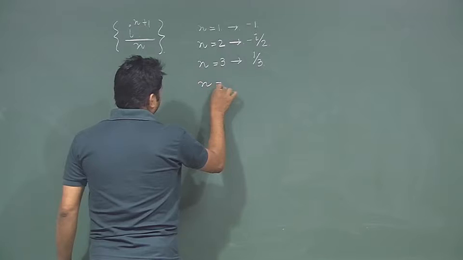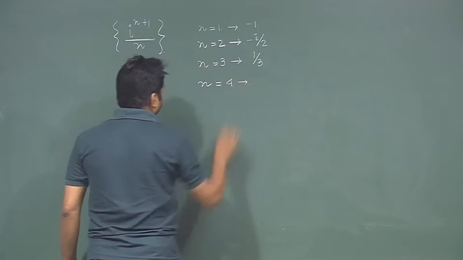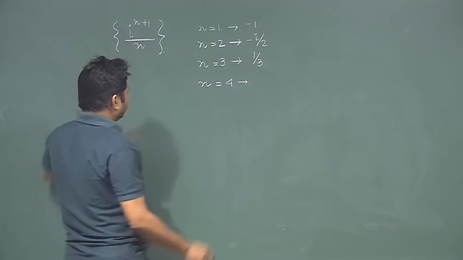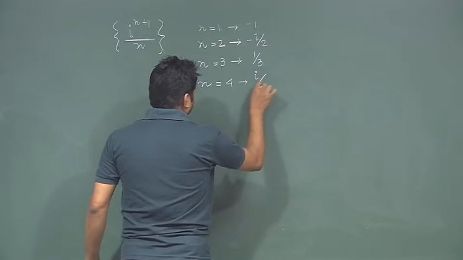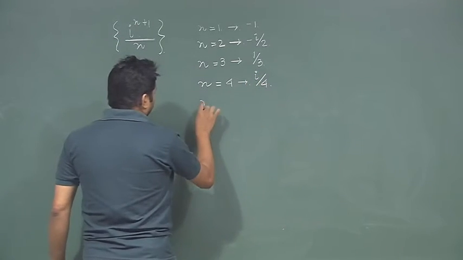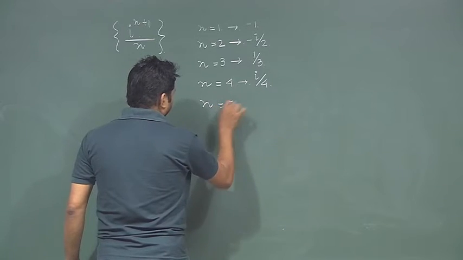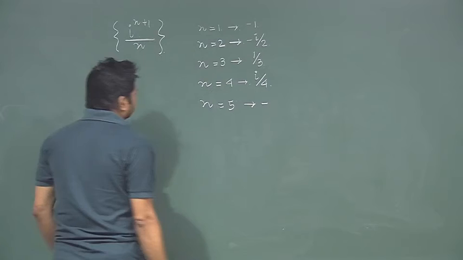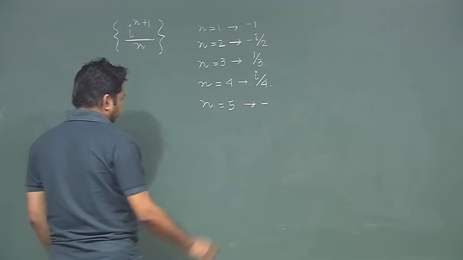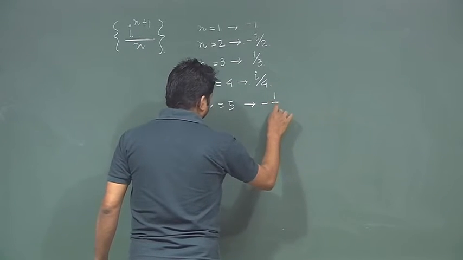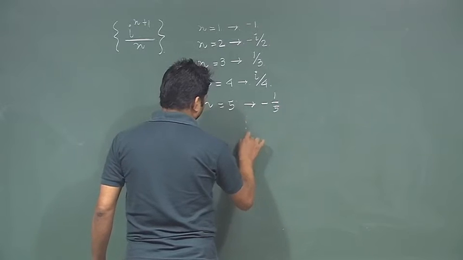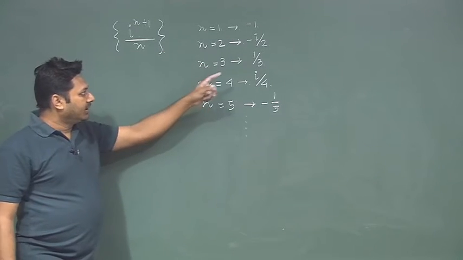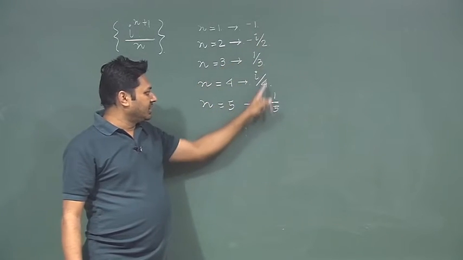When n equal to 4, I have i by 4. n equal to 5, I have minus 1 by 5 and so on. This is the pattern, the way this term is changing.